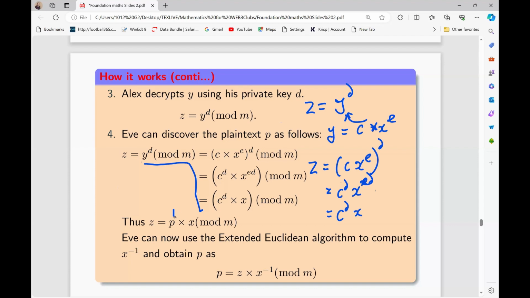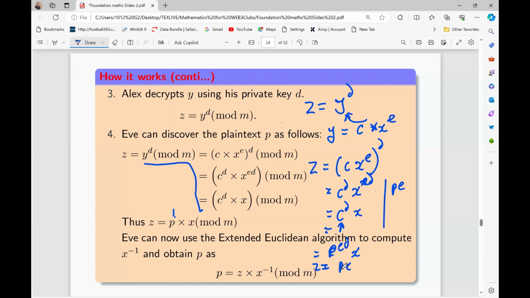And now the intruder knows that the message, the ciphertext C is P raised to E. Now substitute here, and you have P raised to E, then raised to D times X, which is the same as Px. So Z is Px. And he has obtained the X from the guy who got the message. He uses the Euclidean algorithm and finds P. So that is how this method works.